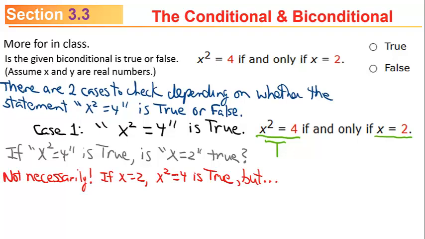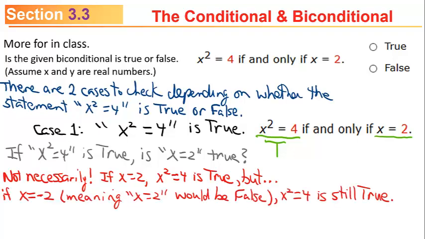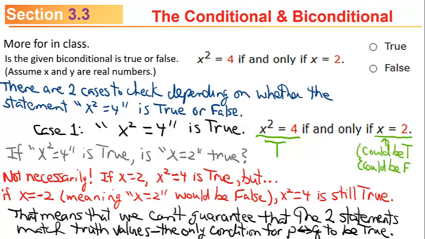Not necessarily. If x is equal to 2, then x squared is equal to 4. That is a true statement. But if x is equal to minus 2, which would mean x equals 2 is false, x squared is still equal to 4. That would still be a true statement. So we don't necessarily know that x is equal to 2 just because x squared is equal to 4. That means we can't guarantee that the two statements match truth values, which is the only way that a biconditional is true. Because if x squared is equal to 4, all we know is that x could be 2 or minus 2, not just 2.